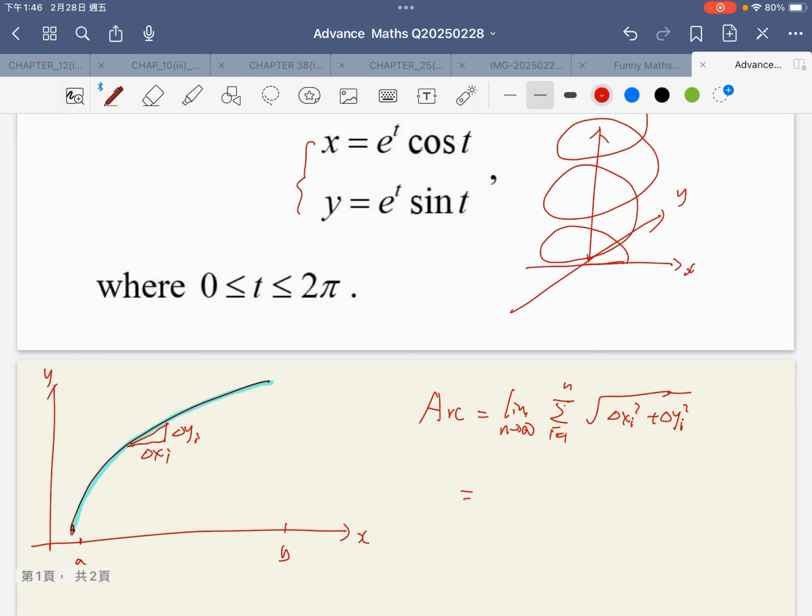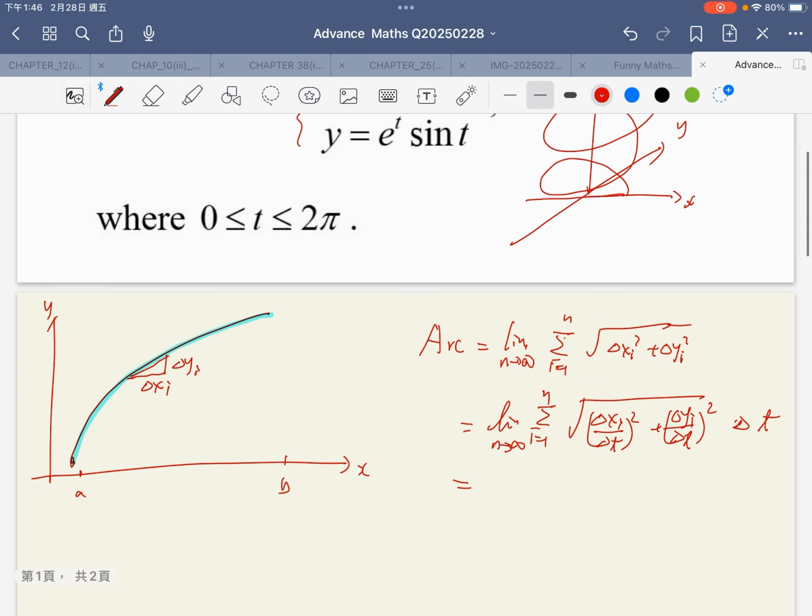And if we divide both sides by delta t, because here is delta t, delta x over delta t plus delta y over delta t. Then factorize delta t outside the summation and limit. This corresponds to the integration from A to B.